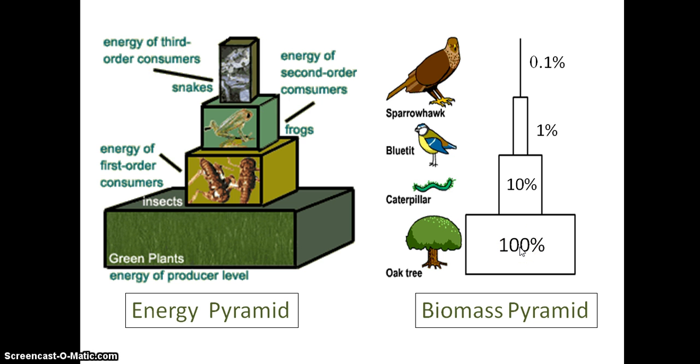This is a different picture to represent it. You can go from 100% of the energy being available in the producer to 10% available in the caterpillar to 1% available in the blue tit, and then finally 0.1% available in the sparrowhawk. So for each amount of energy available in the producer, by the time it gets to the sparrowhawk, 100% has become 0.1%.